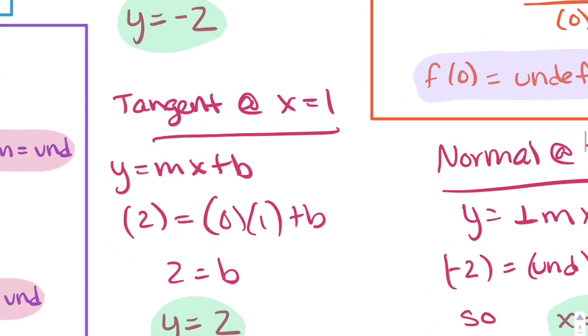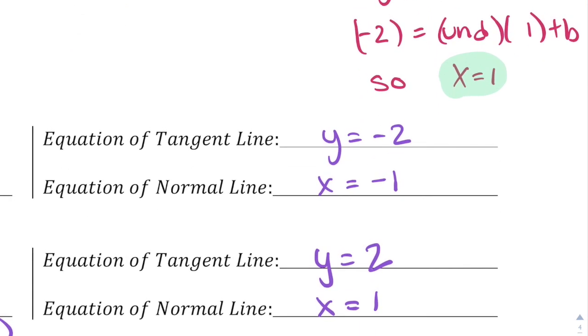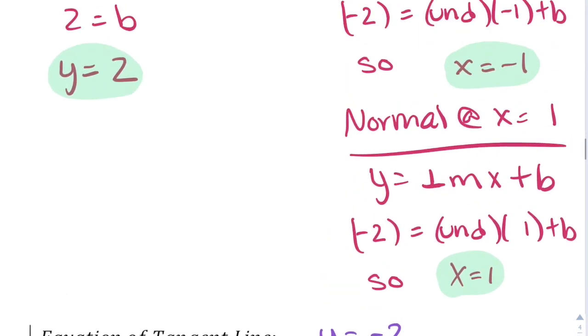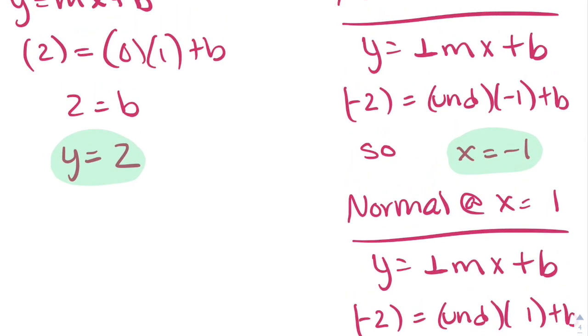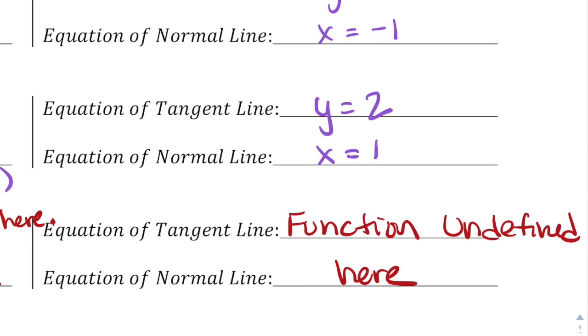So then I go to evaluate my tangent at x equals 1, and I get 2. So that's my x equals 1, y equals 2. I also tried to show you that when you put an undefined slope in here, that's not going to work out. You won't get a result. Therefore, the function is undefined here for both. No function exists.